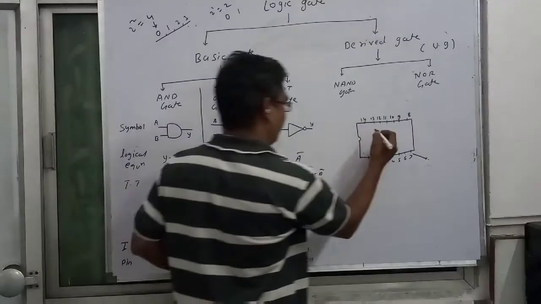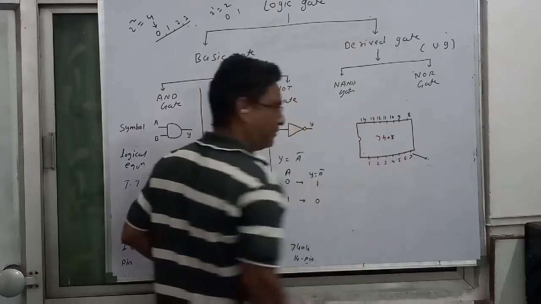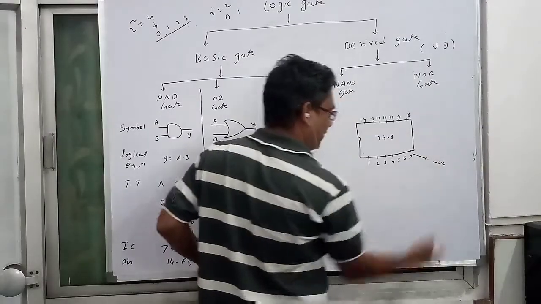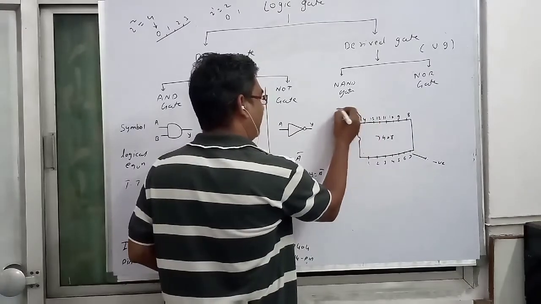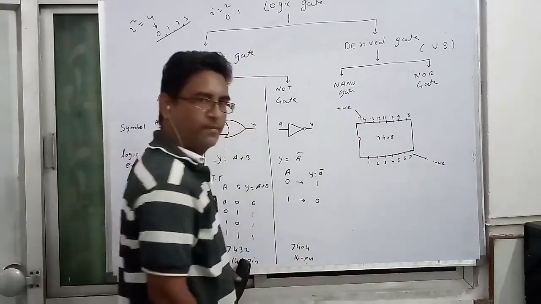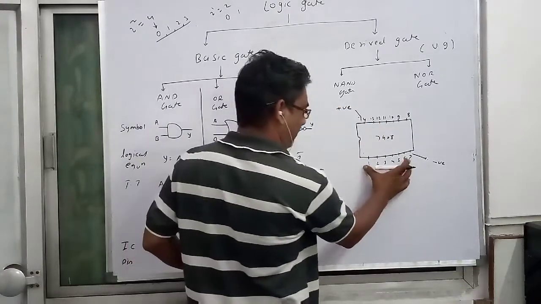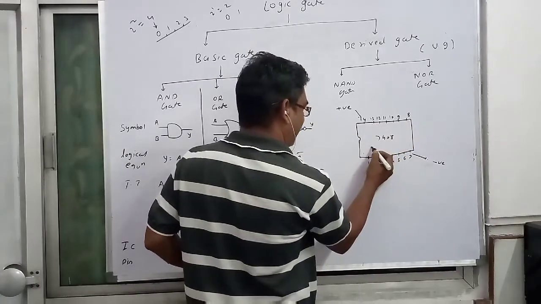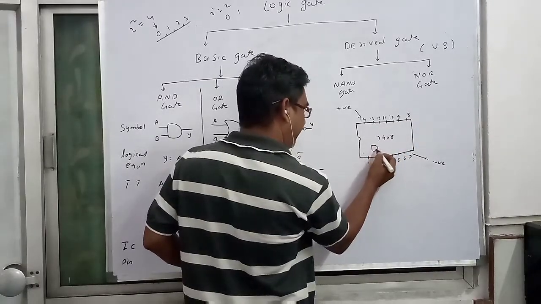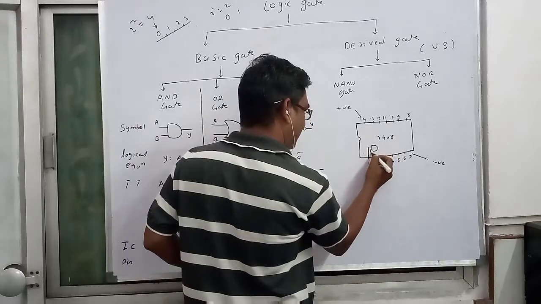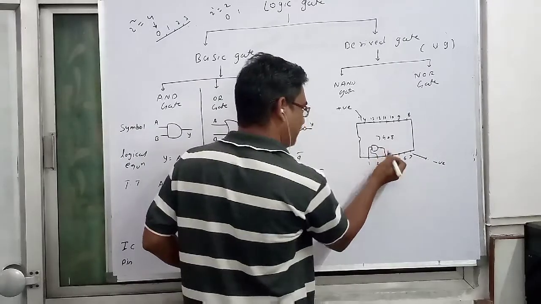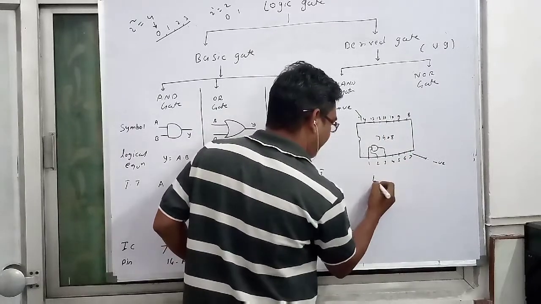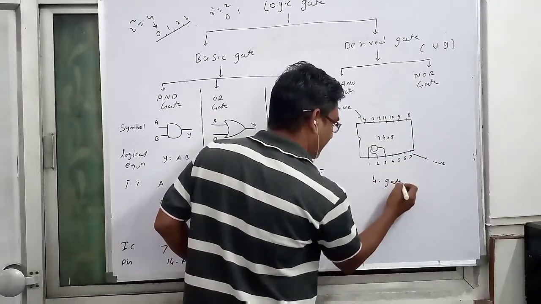Suppose we take the example of the 7408. In the 7408, pin number 7 is used for negative, and pin number 14 is used for positive. The rest of the pins remain, from 1 to 6 and from 8 to 13. There are different gates like this, connected in this manner. So in one IC there are 4 gates of the same type.